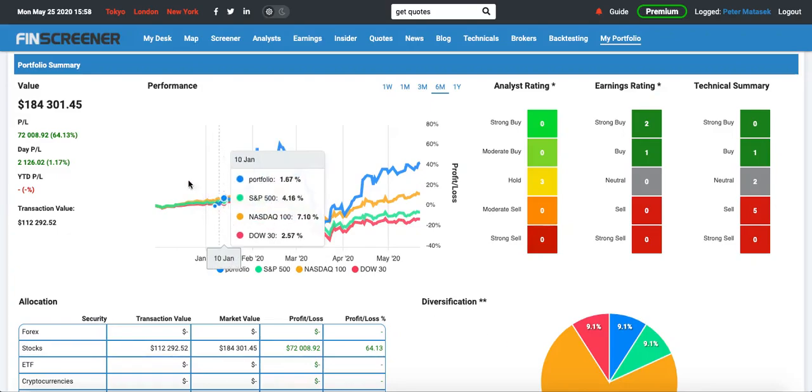The portfolio overview shows the current value of the portfolio as well as its year-to-date, daily and overall performance in percentage and absolute value compared to the transaction value of your portfolio.